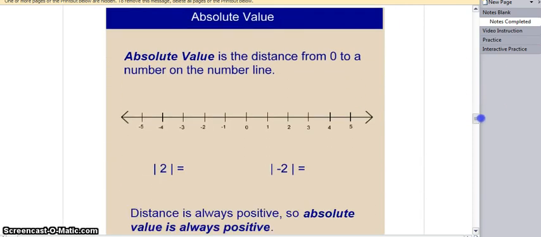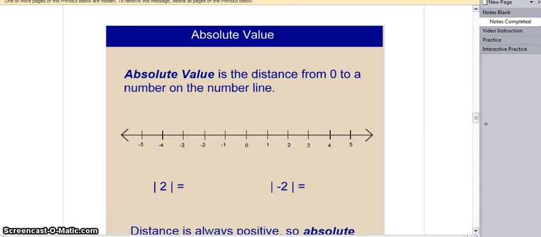Let's move on to practicing absolute value. So again, absolute value is the distance from 0 to a number on the number line. So what do you think the absolute value of 2 would be? It's 2. That's the distance from 0 to 2 on the number line. What do you think the absolute value is from 0 to negative 2? Again, we're counting over 1, 2. So again, our distance is 2.